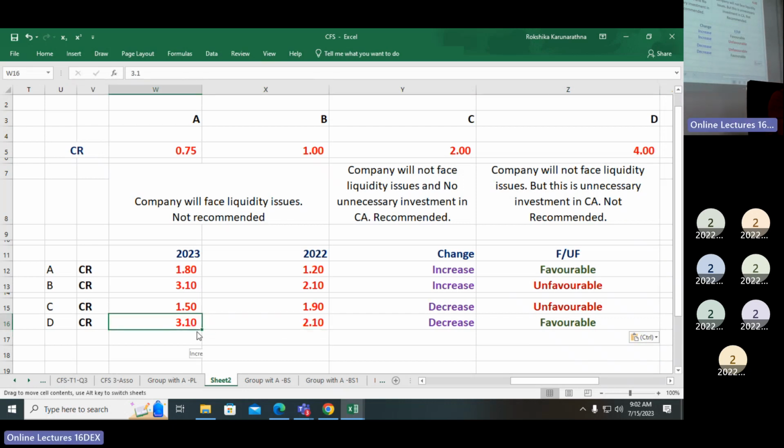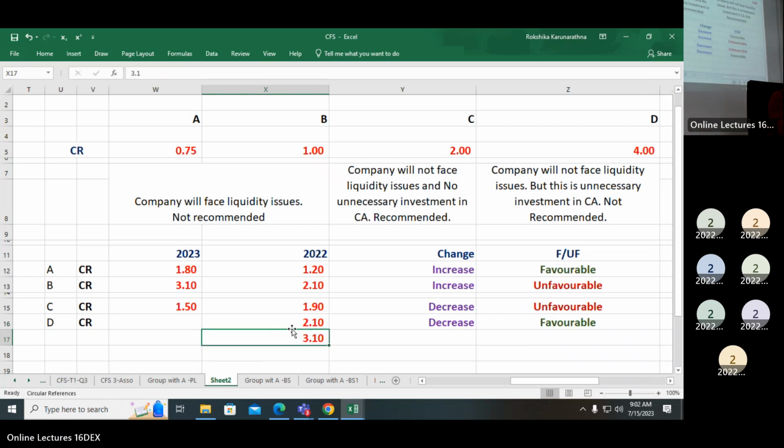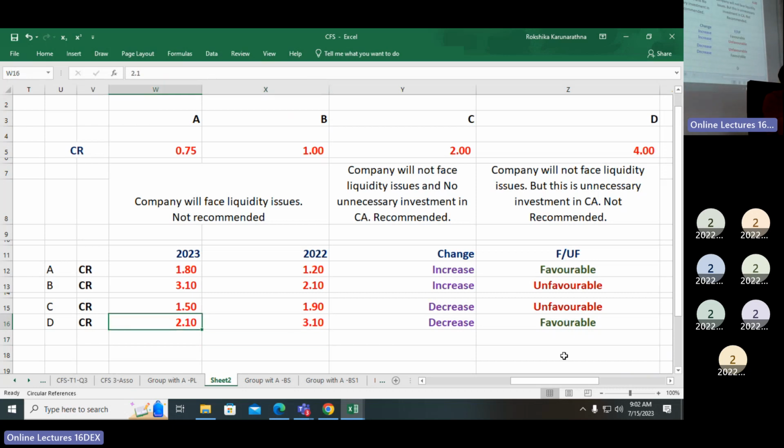Fourth one: 3.1 decreased to 2.1. Right? Take the other. So a decrease. It was well above 2, and now it is moving towards the norm. This is the current ratio.